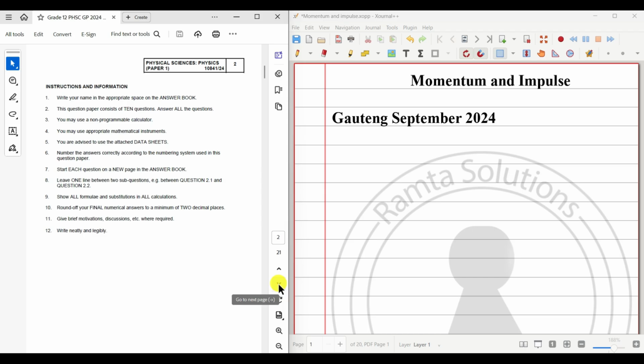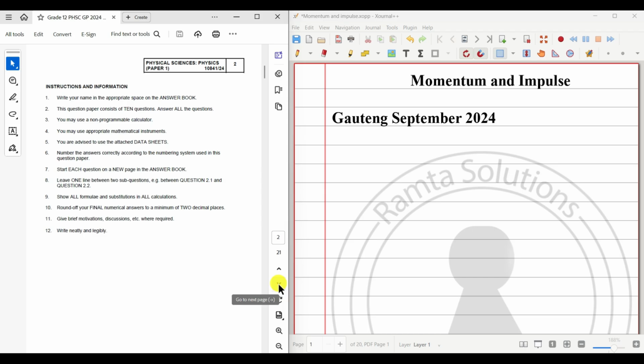Instruction 9, show all formulae and substitutions in your calculations. Instruction 10, round off your final numerical answers to a minimum of 2 decimal places. Further on this, in the middle of your calculations, if you get decimals, please round them off to maybe 4 or 5 decimal places. If you don't mind writing all 10, 15 decimal places, fine, but we advise 4 to 5 decimal places, and then your final answer, write it to 2 decimal places.